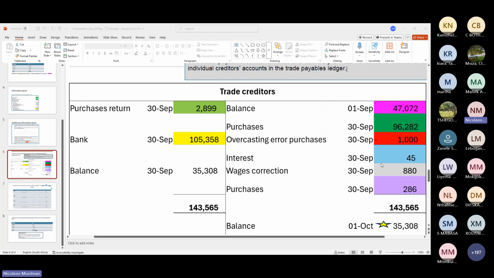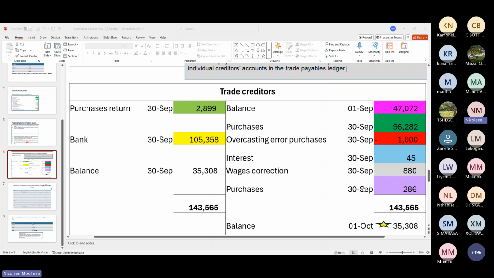So we don't need to include settlement discount received in the bank amount. It's listed as such in the solution. Sorry, I didn't see that. I couldn't see the settlement discount received in the solution. I might be wrong, but I'll go back and then update the slides if needed.